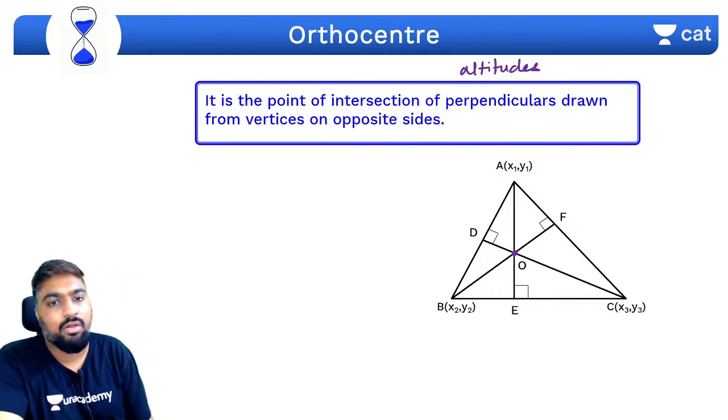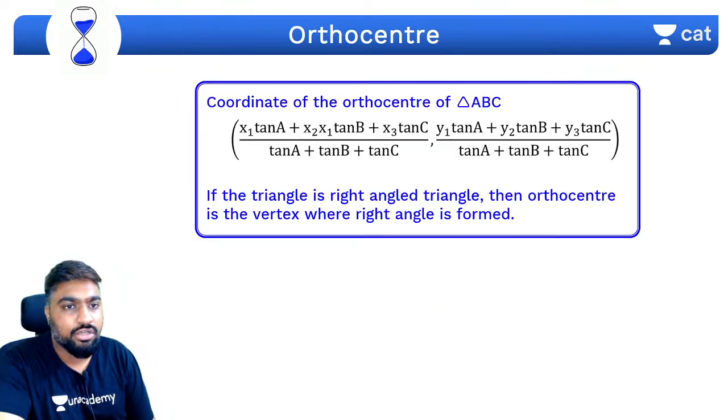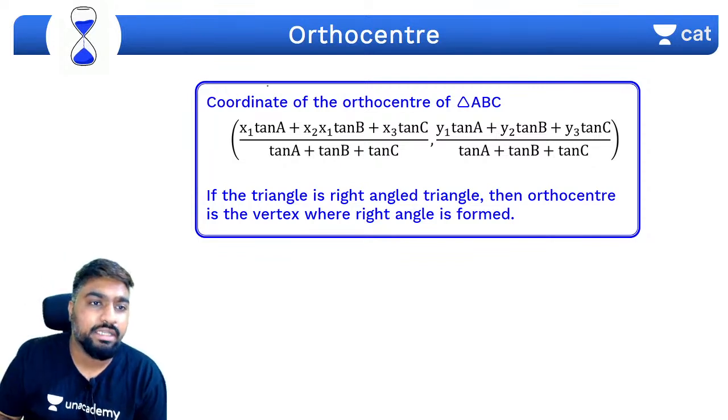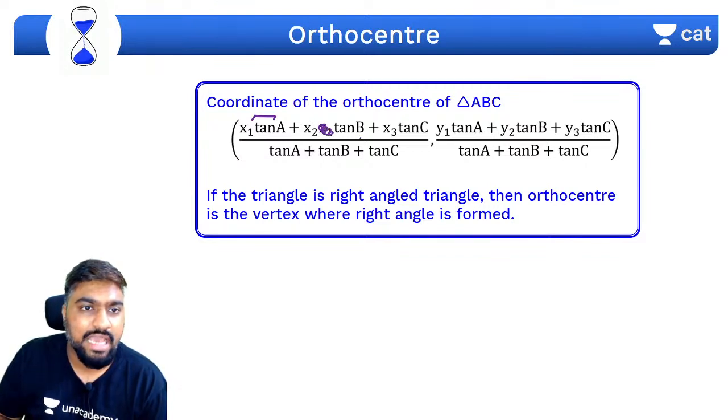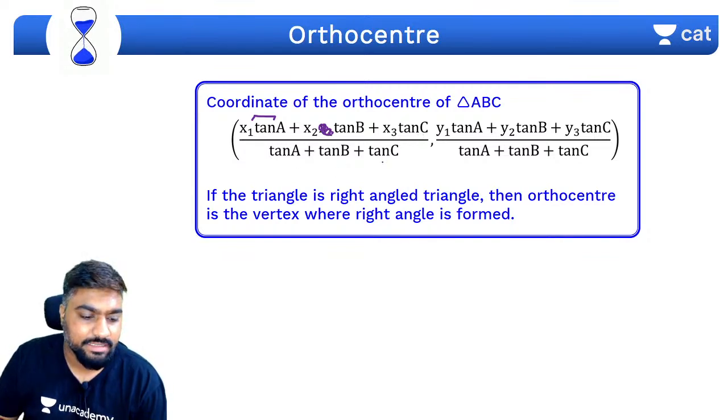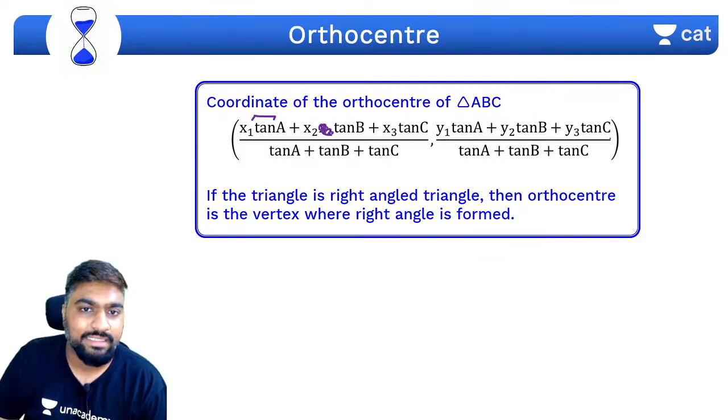Here also, to find its coordinates you're going to have to use trigonometry. This time you will be using tan. x1 tan A plus x2 tan B plus x3 tan C divided by tan A plus tan B plus tan C. A, B, C are the angles at that particular vertex. Same way for y: y1 tan A plus y2 tan B plus y3 tan C divided by tan A plus tan B plus tan C.